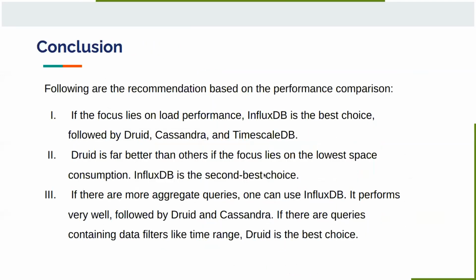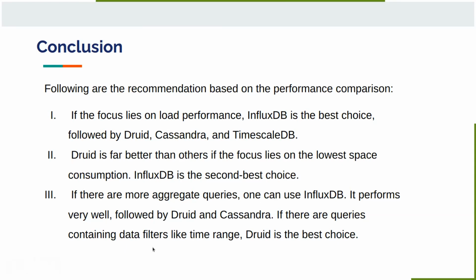So in conclusion, I would like to give some recommendations. If your focus lies on load performance, like you want to load the data very fast, InfluxDB is the best choice. And the second point is, if your focus lies on lowest space consumption, like if you want to store data in very less size, you can choose Druid. It is the best choice, and InfluxDB is the second best choice after Druid.